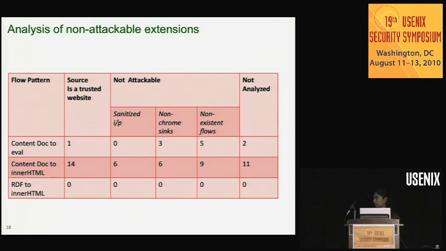The other extensions were not attackable because we found that some extensions' code was properly sanitized, and we could not attack the sanitization function. Some extensions had sinks in non-Chrome context. And some extensions did not have the flows, and these were reported because of the inherent incompleteness of our static analysis. Some extensions were too complex to be analyzed manually, so we do not know whether they can be attacked or not.